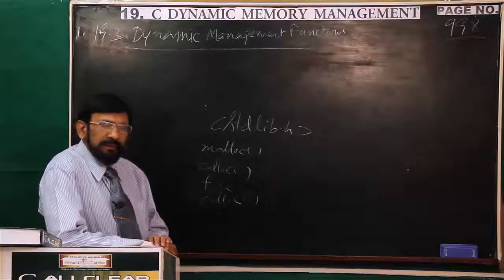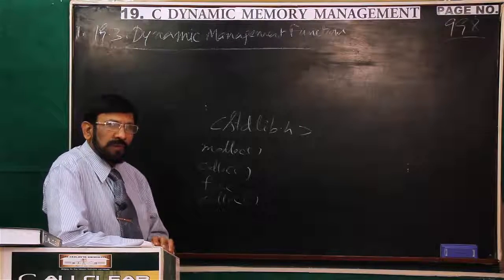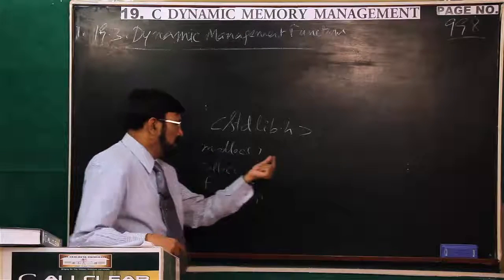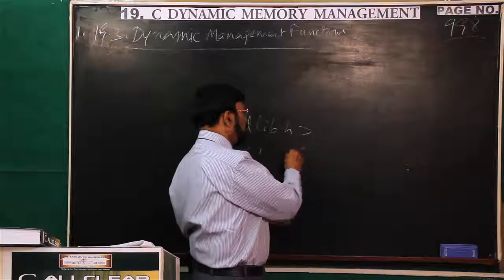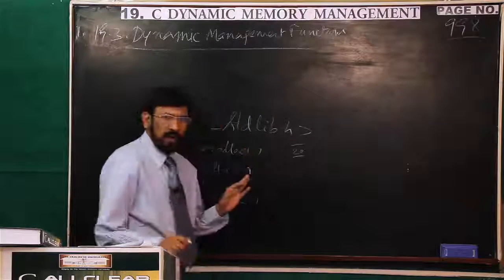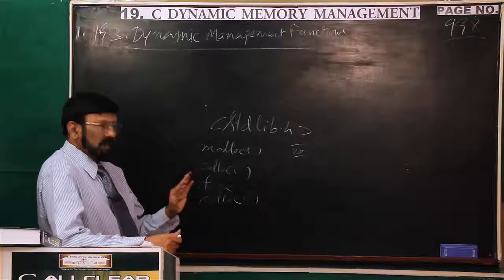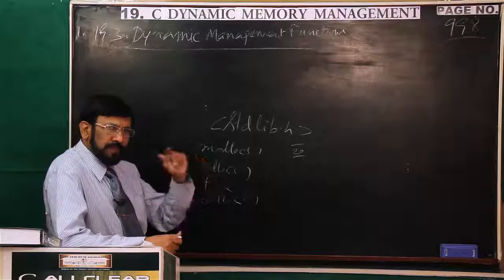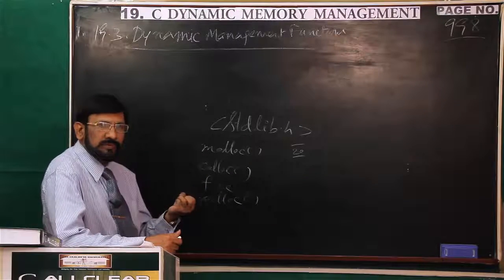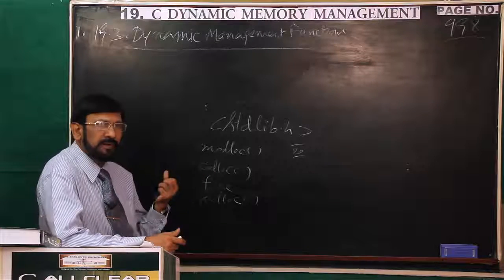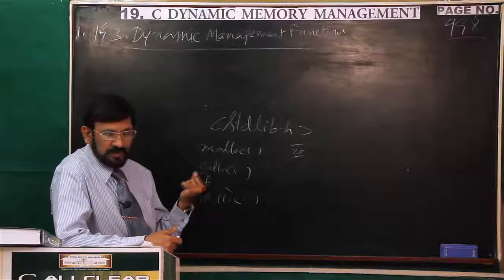Malloc mainly deals with primary data types like int, float, and all that. Suppose the int size is 2. If 10 ints are required, 10 into 2, 20 bytes of memory is allocated. Just as a matter of principle, understand that malloc deals with primary data types. Calloc deals with blocks. Blocks means derived or secondary data types like arrays, structures, unions, etc.